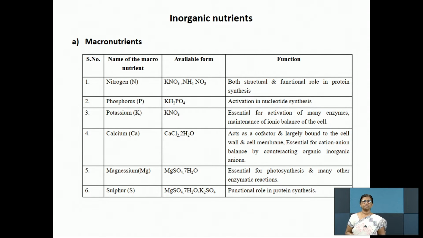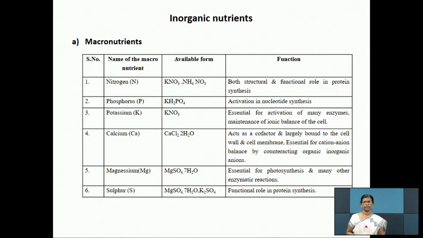And next is phosphorus, which is added as potassium dihydrogen phosphate, used for activation of nucleotide synthesis, and potassium as potassium nitrate, essential for activation of many enzymes and also for maintenance of ionic balance in the cell. Then calcium, it is added as calcium chloride.